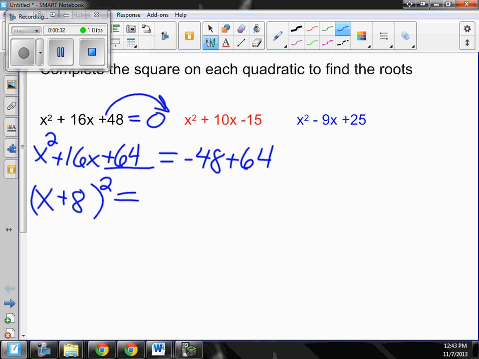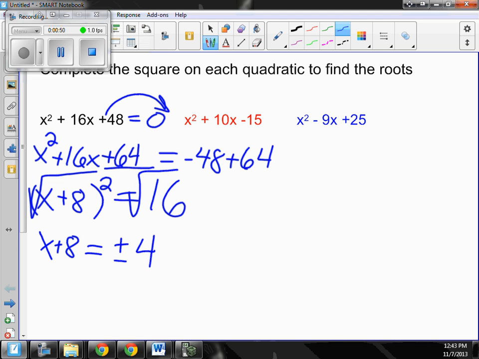So this equals 16. This one's going to work out to be a nice number. We square root and square root. X plus 8 equals, close, plus or minus 4. Then I subtract 8, and I get negative 8 plus or minus 4. What is negative 8 plus 4? So we get x equals negative 4 and negative 12.